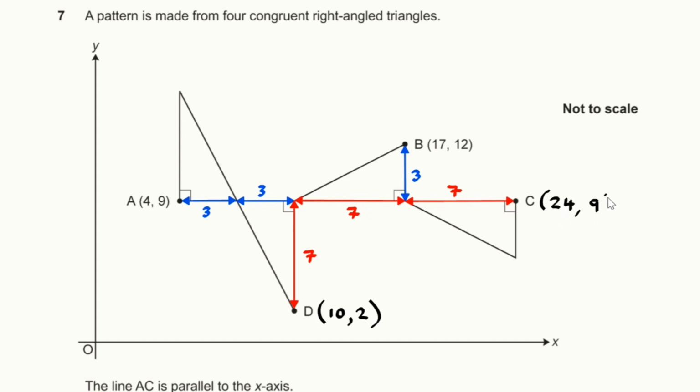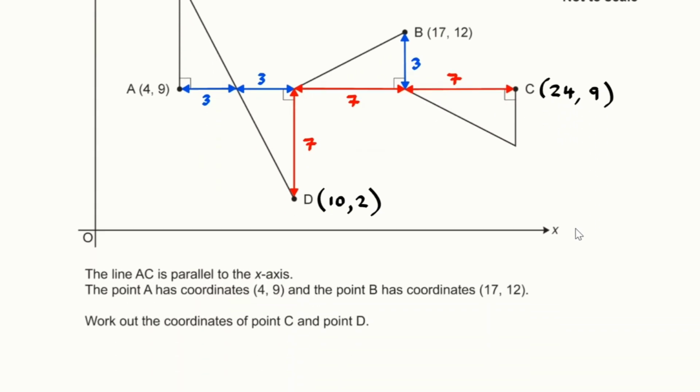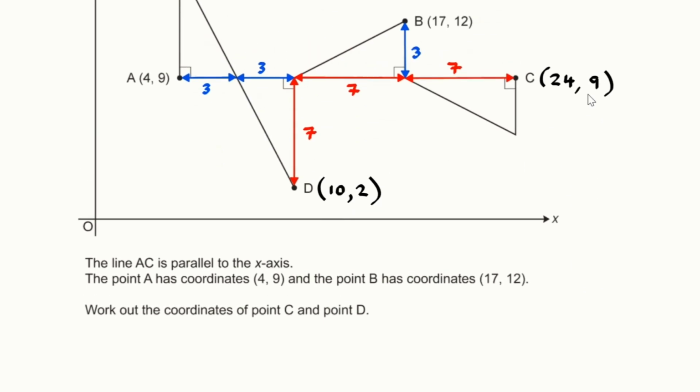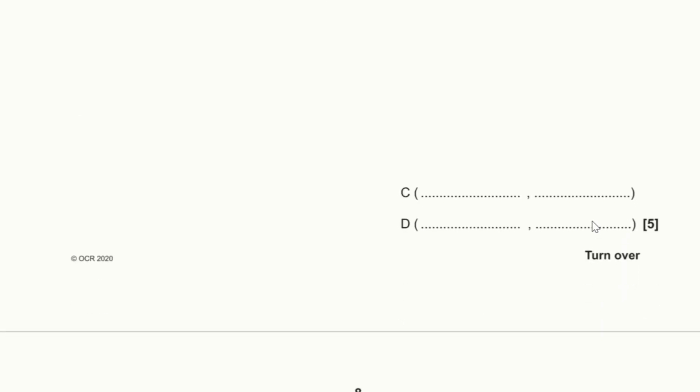And then the y coordinate is 9. So we have figured out the coordinates of C and D. We have the coordinates of C, 24, 9, and the coordinates of D, 10, 2.